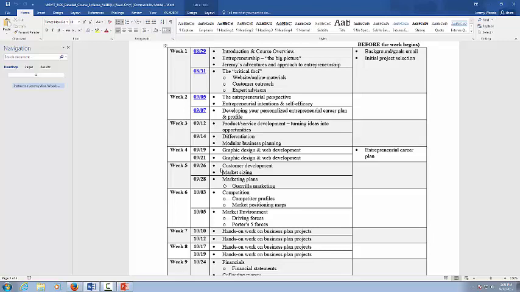Okay. Yes. That entrepreneurial career plan, that's the half page? Yes. Okay, I just want to make sure that that was the same thing. It is. Okay, thank you. No problem.